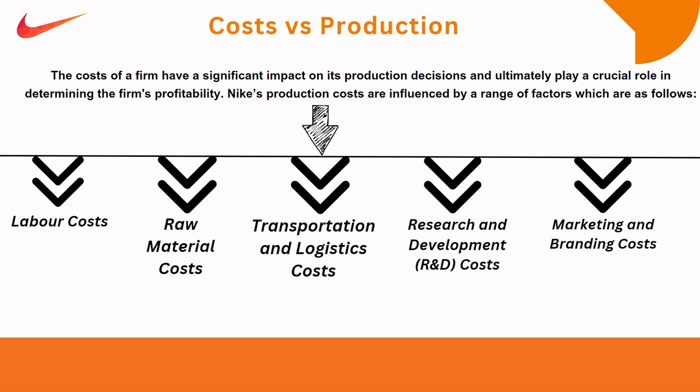Proper management of this fluctuation helps to maintain stable production costs. Transportation and logistics cost. Nike's production process involves the transportation of raw materials and finished products across the globe. Fuel prices, shipping costs, and other logistic expenses impact the overall cost of production. Currency exchange rates can also influence transportation costs as it has a global supply chain.